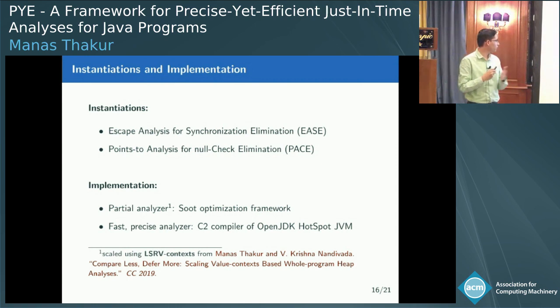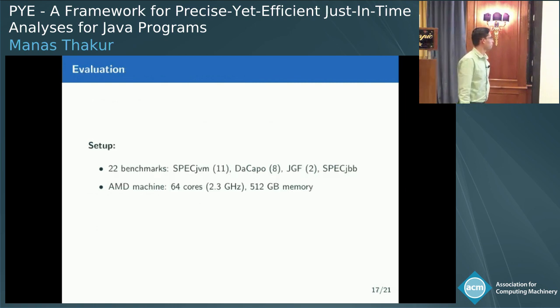And one point to note here is that we scaled our static analysis using a clever approach called LSRV context, which basically gives precision comparable to object-sensitive and value-context-based call-site-sensitive analysis while taking much less time. So we use that approach to scale our static analysis, and we implemented our JIT component in OpenJDK version 7. We evaluated these on several benchmarks from SPECjvm, DaCapo, and so on.